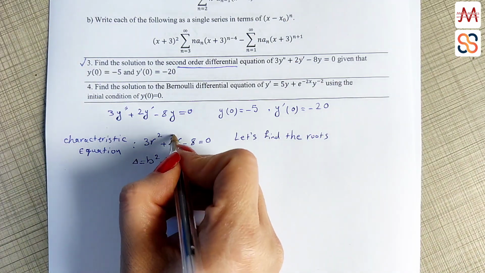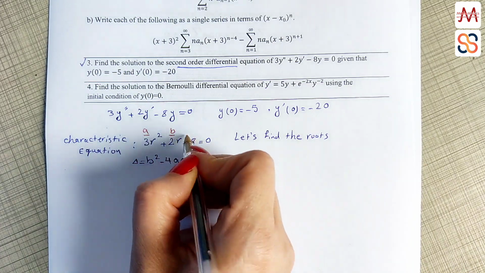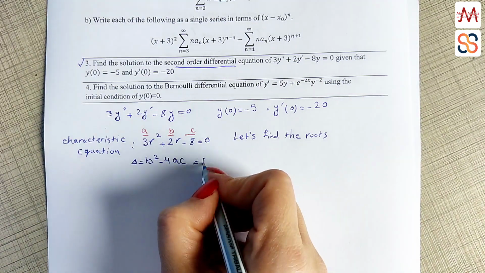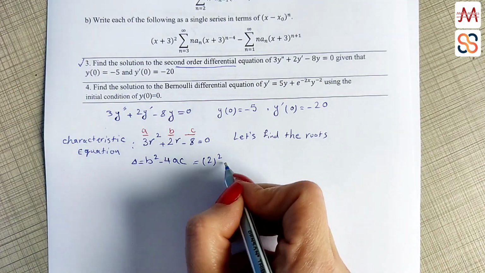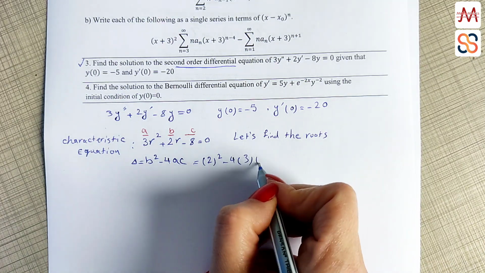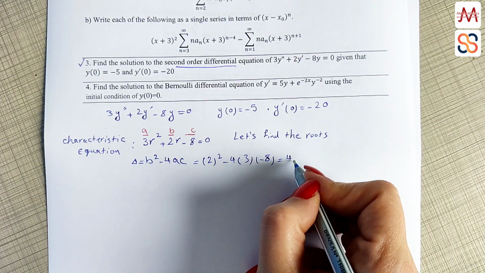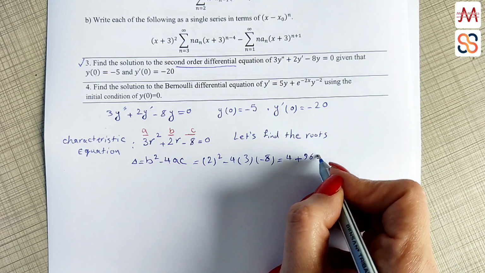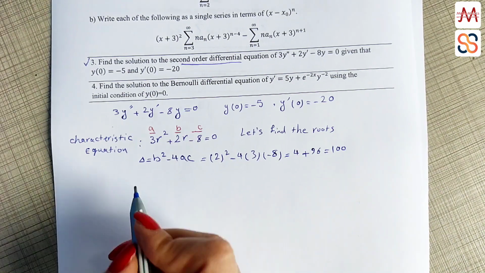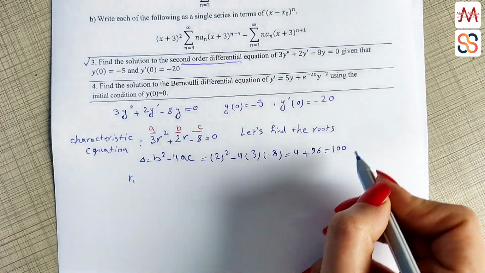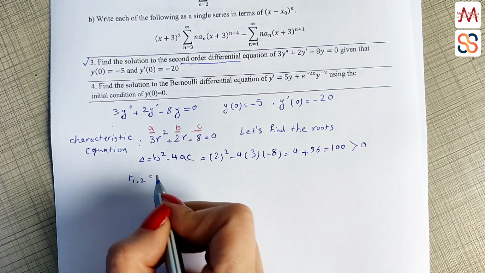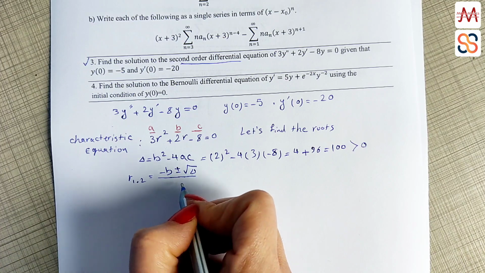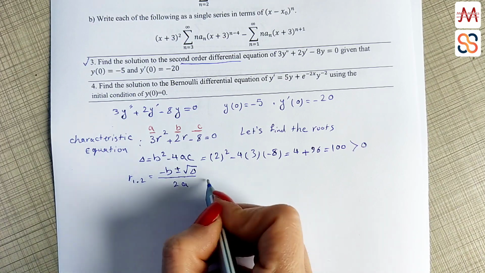Delta is b squared minus 4ac, and we know that the coefficient of r squared is a, the coefficient of r is b, and the constant number is c. So let's find delta, and as I told, it doesn't matter, you can solve it using the methods that you know. The value of delta is 100, that is positive number. It means that we have two roots, two distinguished roots for this quadratic equation or for our characteristic equation. So let's find two roots, I mean r1 and r2.